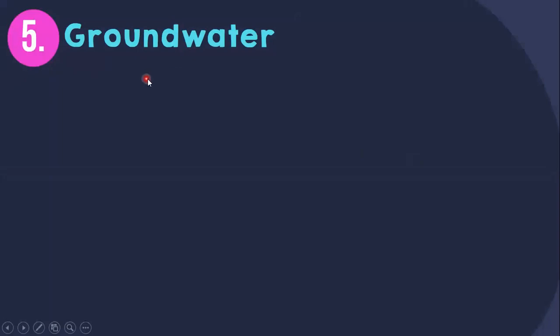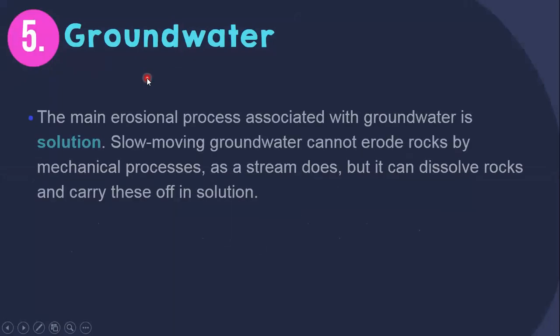Another agent of your erosion is your groundwater. So the main erosional process associated with groundwater is your solution. Now, the solution of the different materials. Slow-moving groundwater cannot erode rocks by mechanical process as a stream does, but it can dissolve rocks and carry these off in a solution.